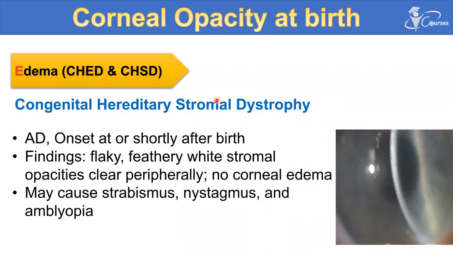Another cause of corneal opacity at birth is congenital hereditary stromal dystrophy. So it will be like the same as in the endothelium, but at the level of the stroma. It is autosomal dominant, present at birth or shortly after birth, and will show flaky, feathery, white stromal opacities with clear periphery. So you can see that the opacities here are present mainly in the center with the clear periphery. And since those patients have normal endothelium, they will have no corneal edema. This is what will differentiate between CHED and congenital hereditary stromal dystrophy.